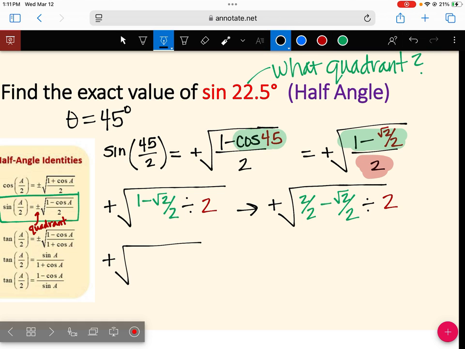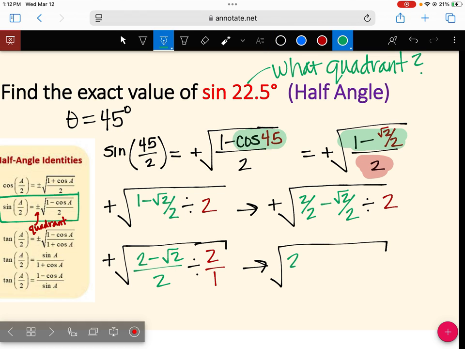So plus square root. So I have 2 minus root 2 all over 2 divided by... Now, would it confuse you if I wrote 2 as 2 over 1? Do you all agree that every number has a denominator of 1? Okay, so now we have to divide 2 fractions. How do you divide fractions? Keep, change, flip. So let's do that.